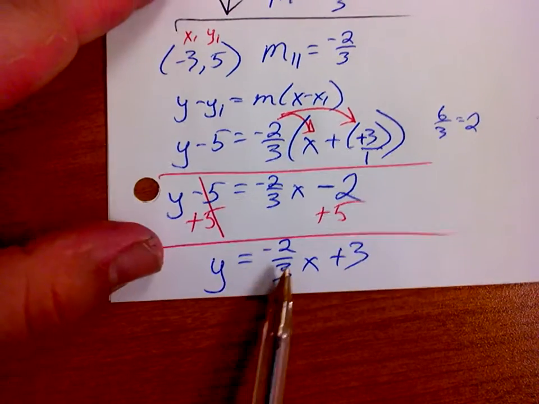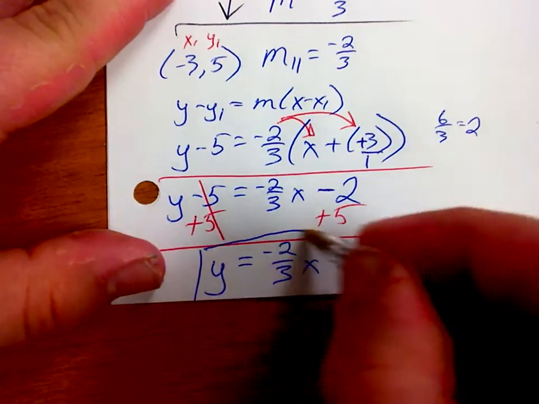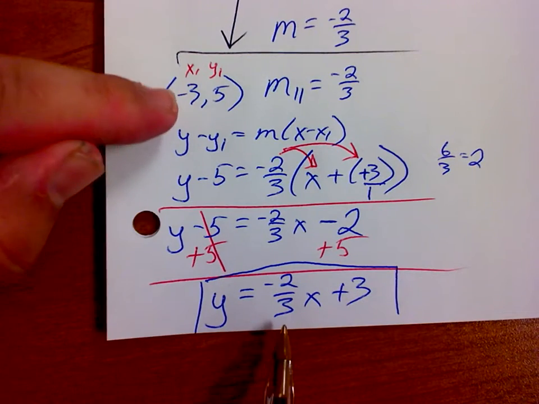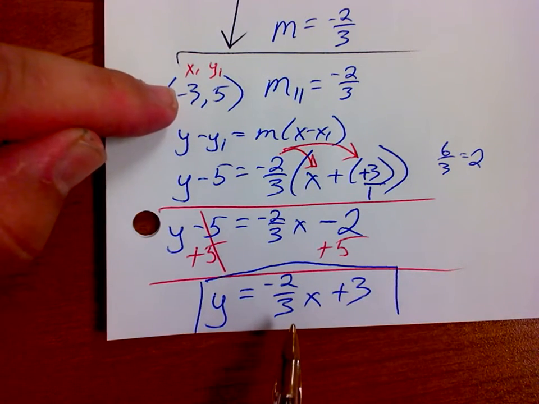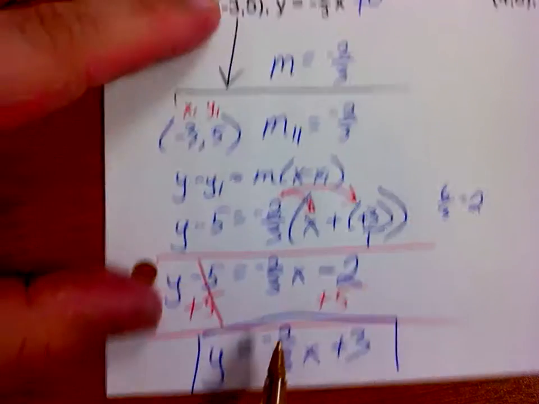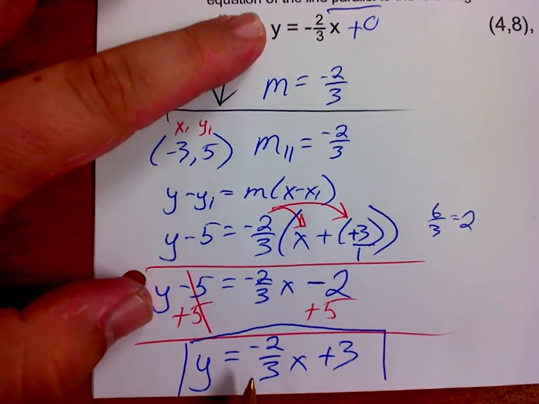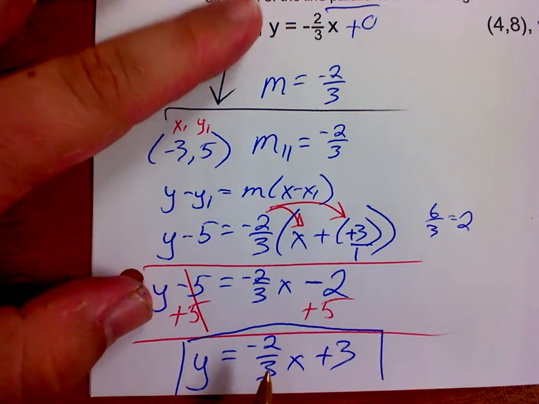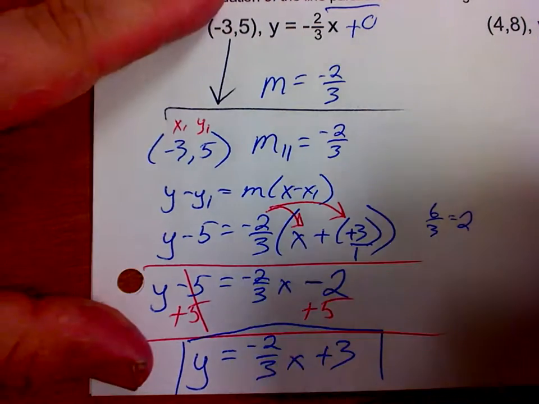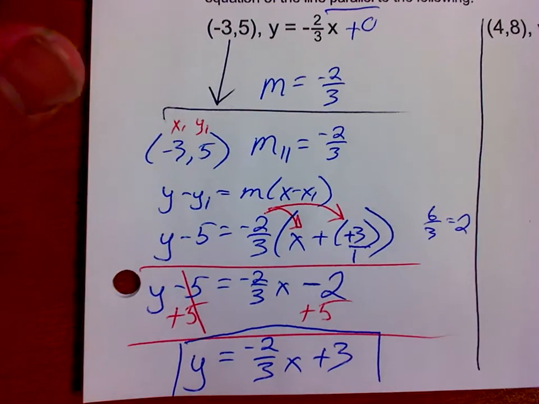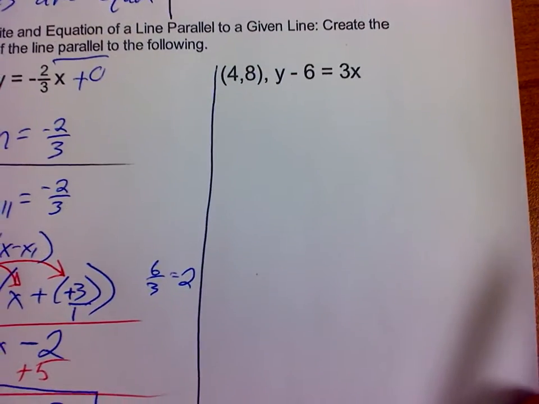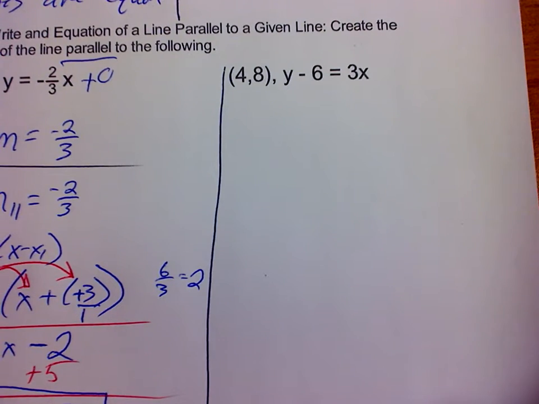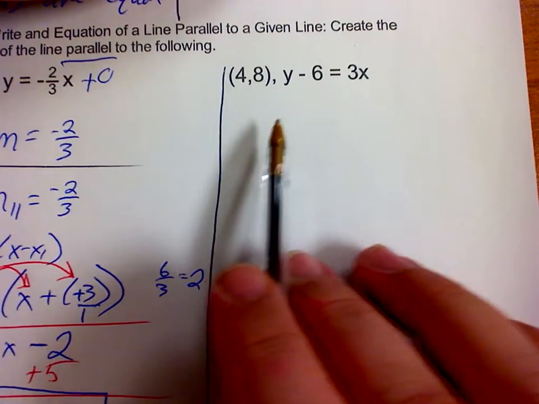All right? In doing so, what we did was we created a new equation that went through the given point that they gave us, this negative 3, 5, and is parallel to the original equation, y is equal to negative 2/3 x, okay? Because they have the exact same slope. So if you want to pause the video at this time, you can try this problem out on your own. Okay, let's take a look at this.